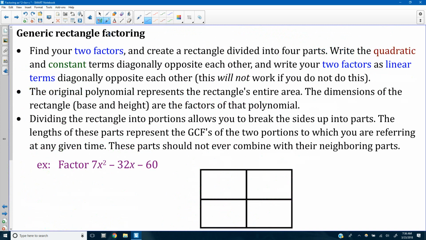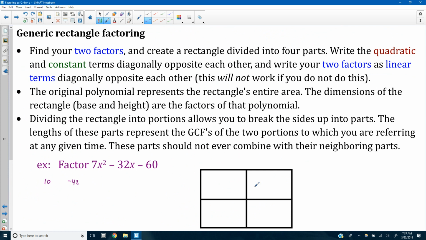Okay, generic rectangle factoring. We're going to find our two factors again. Now, we have the exact same problem, so we already know that the numbers we're going to be looking at are a 10 and a negative 42. I'm not going to go through that process again. You go through that process in finding your two factors. Then create a rectangle divided into 4 parts like so.